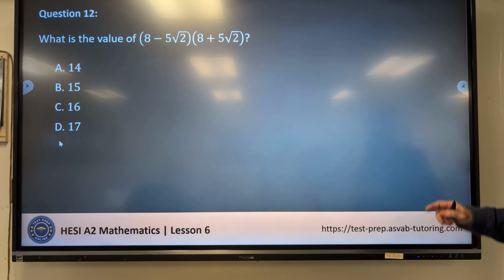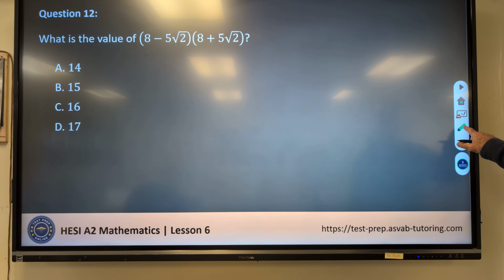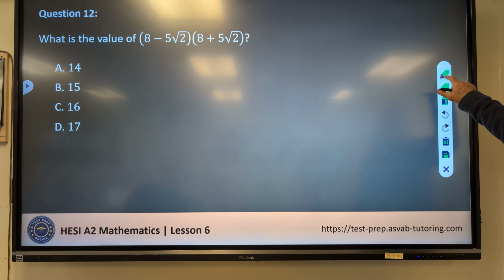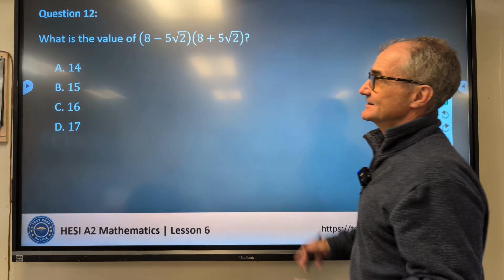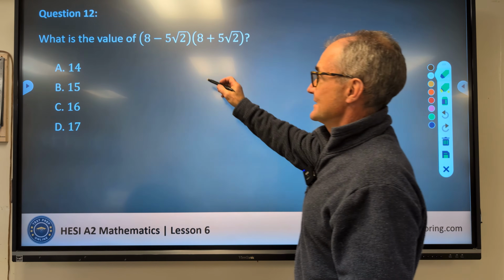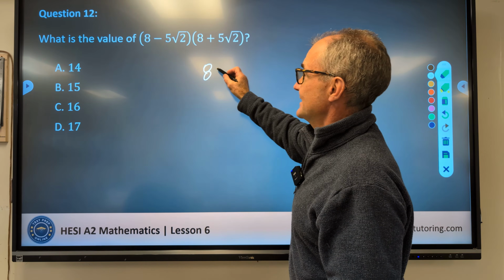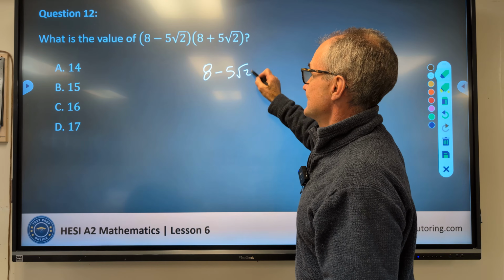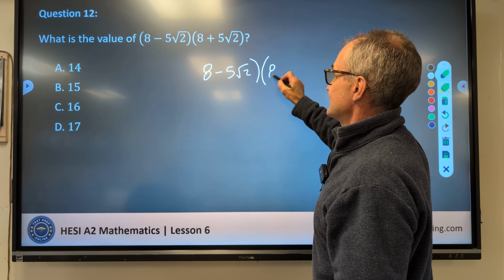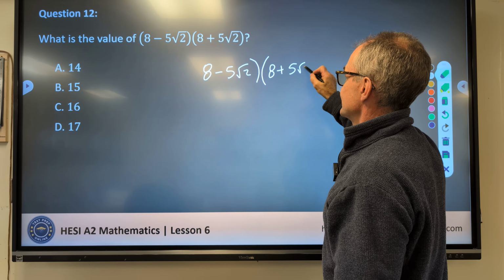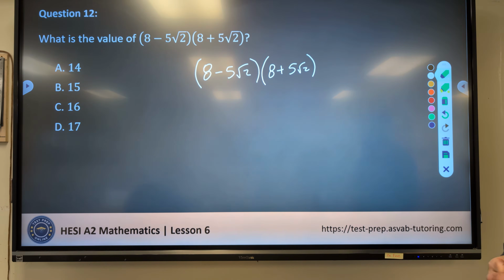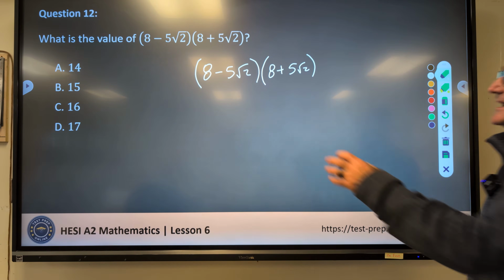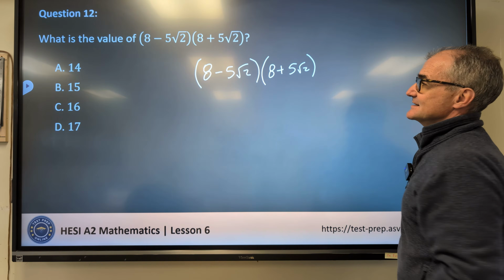Number 12. This is that FOIL thing again here. This one's going to be a little harder because we have the square roots mixed in, and we're going to have to simplify. I look at the multiple choice answers, and I know it's going to work out. So let me rewrite this. I have 8 minus 5 root 2 times 8 plus 5 root 2. This thing right here is actually called a perfect square because I have minus something plus the exact same thing.